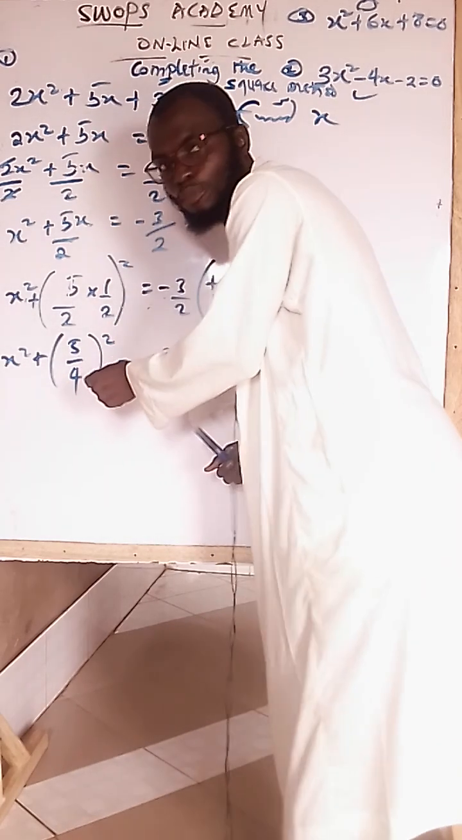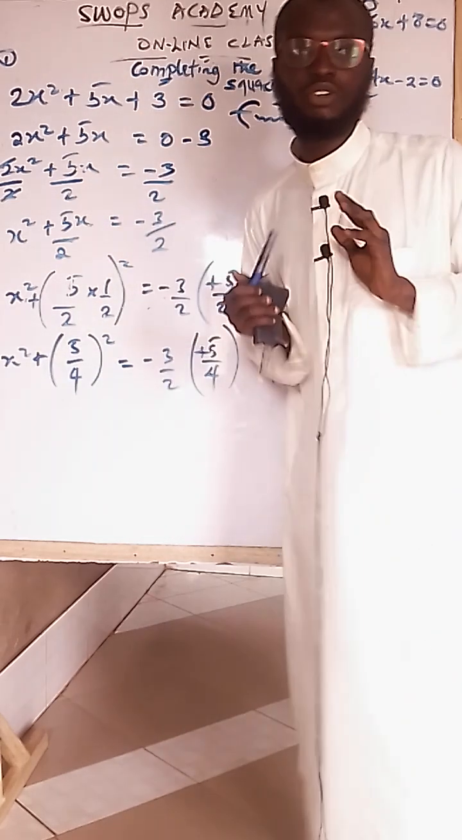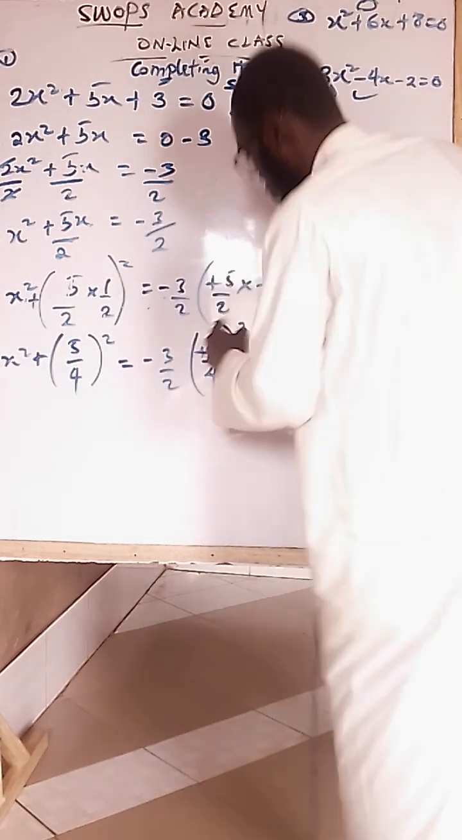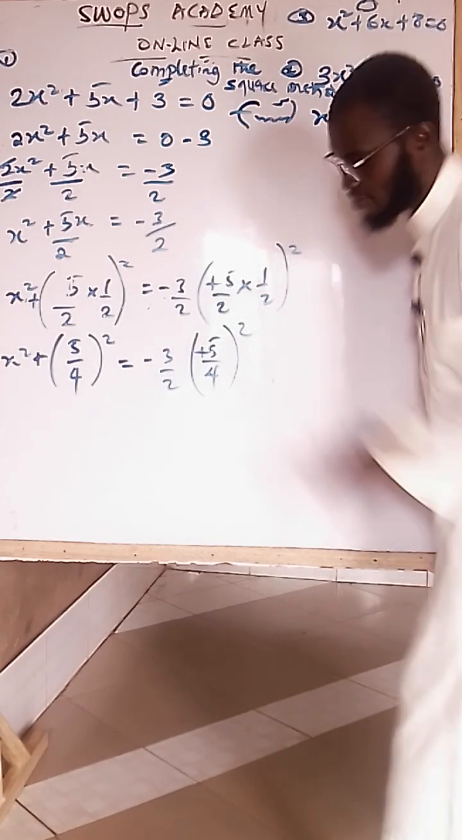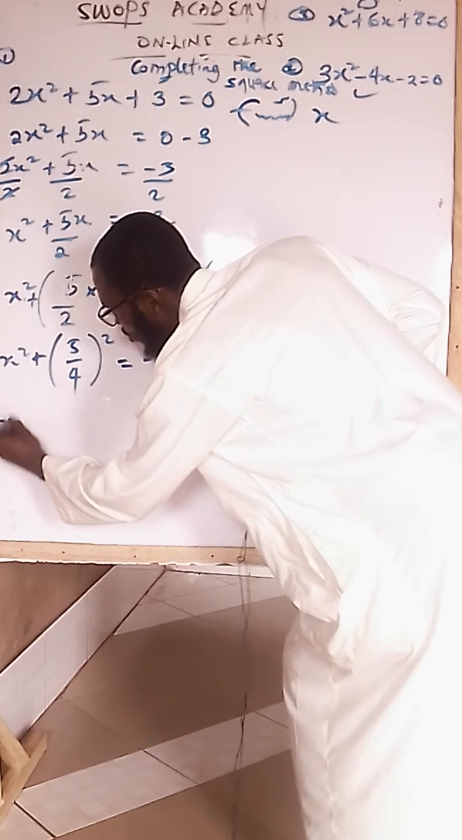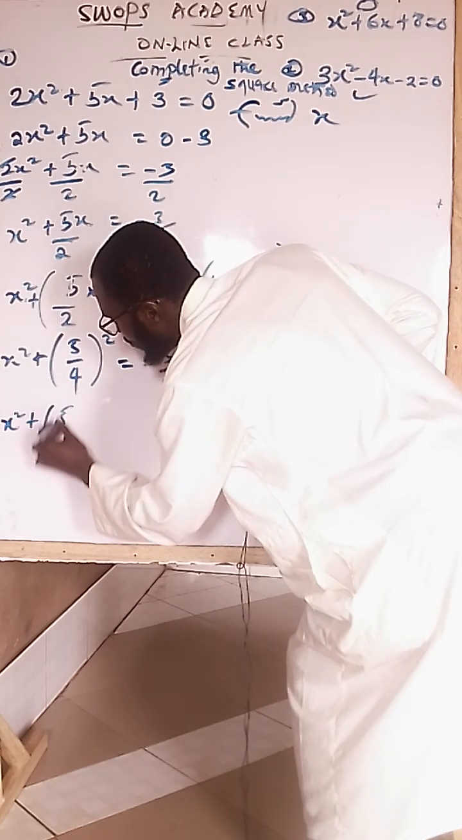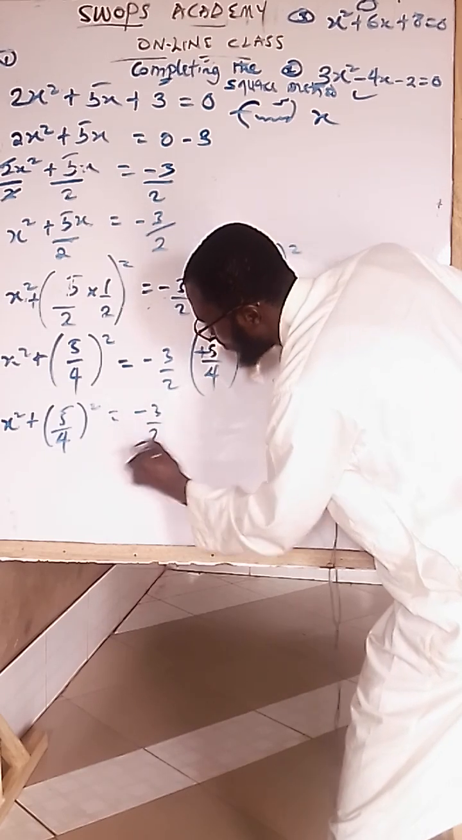You won't change this completely. The square will be the same, in line with this one, and I'll tell you how to sort that out. But you have to change this, since there is no variable here, there is no x here, there is no y here. Break this down completely. This will now be x squared plus 5 all upon 4, all in square, equals minus 3 all upon 2.